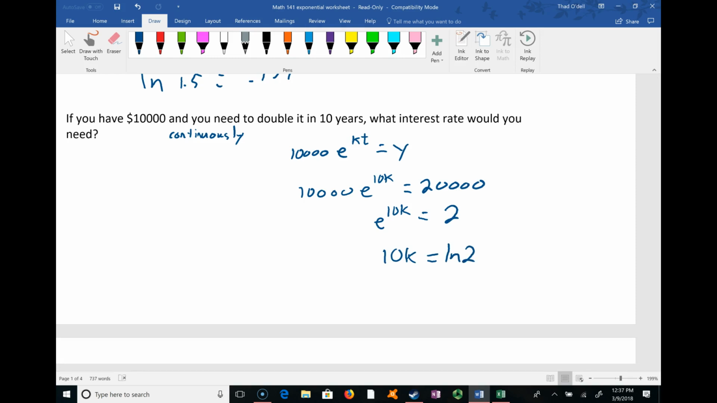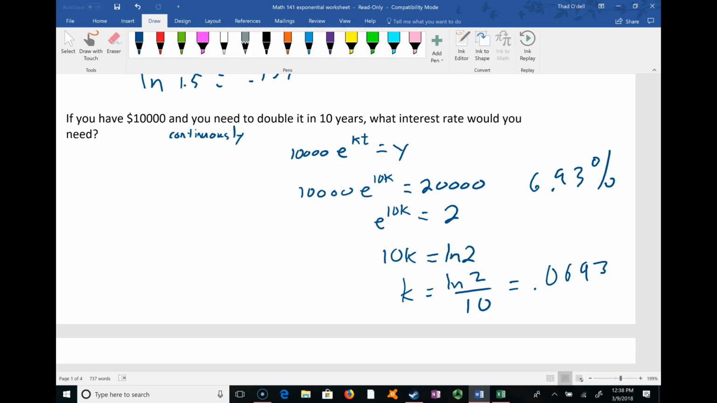So that means that k is equal to the natural log of 2 divided by 10, which would be, see, natural log of 2 divided by 10. 0.0693, which would be 6.93%, right?